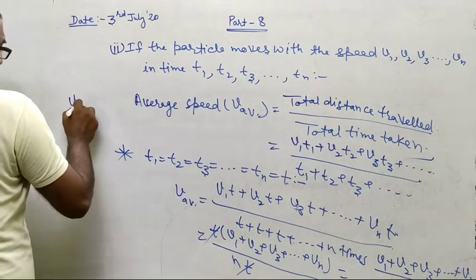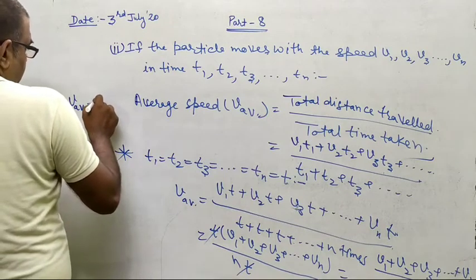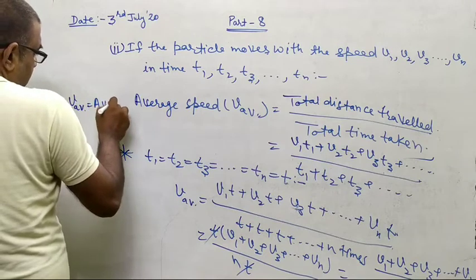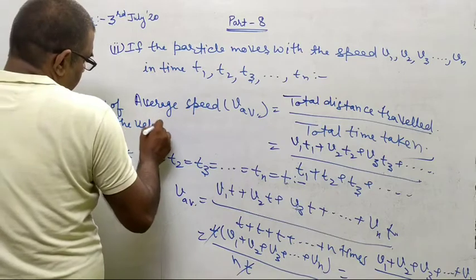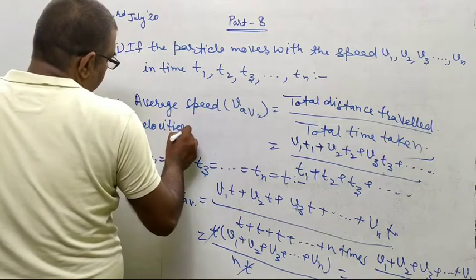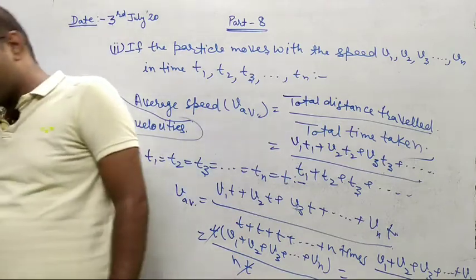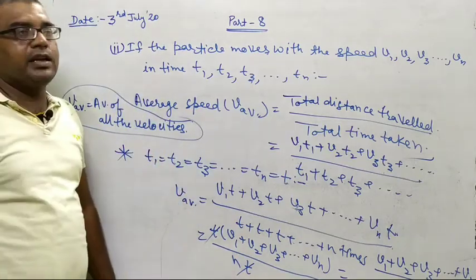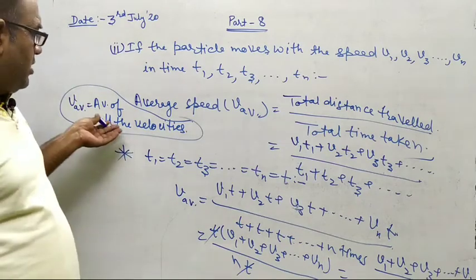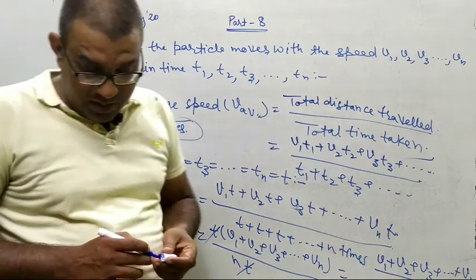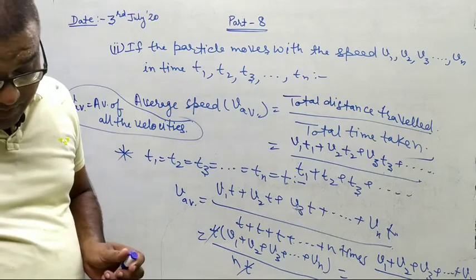V average is equal to the average of all the velocities, that is, if three velocities are given, v1, v2 and v3, then in that case you can calculate v1 plus v2 plus v3 divided by 3.